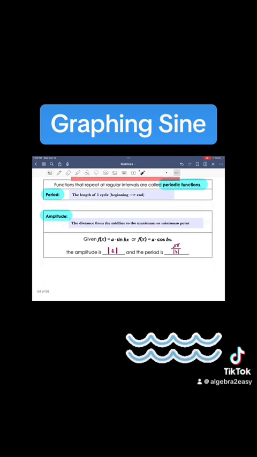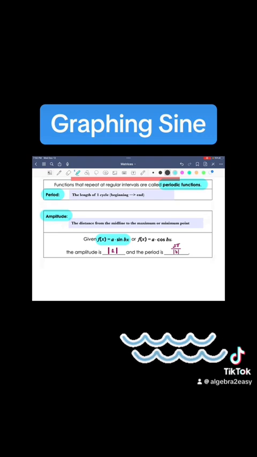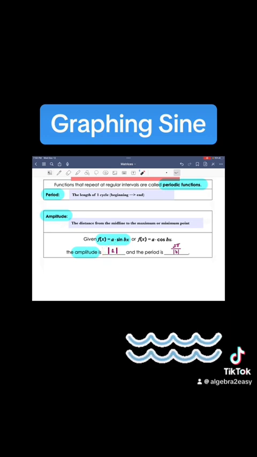So here's what we're going to focus on. We have f of x equals a sine of bx. Now, a is the amplitude. So when we want to know what is the distance from the midline to the highest point or from the midline to the lowest point, we're going to take the absolute value of a, and that is always the number in front of the function.